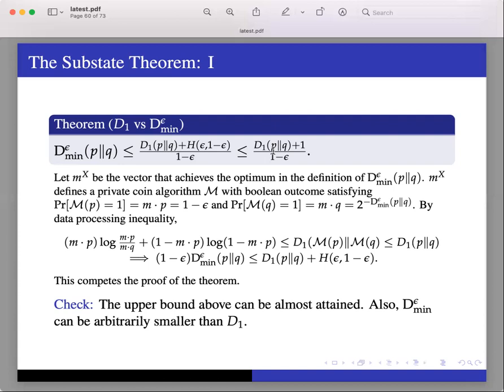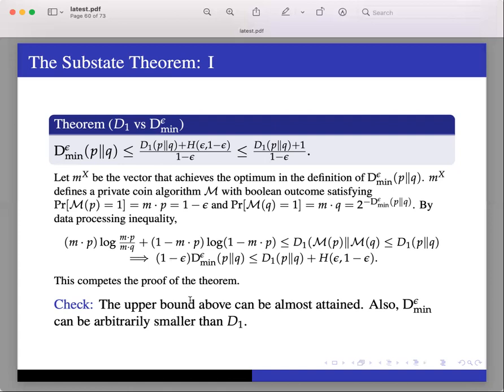So now, here's a check which you can do at home, but it's very instructive. Show that the upper bound here can be almost attained. Okay. So by that I mean that you can cook up probability distributions P and Q so that D epsilon min indeed looks like D1. Take a small epsilon. So this 1 minus epsilon is close to 1. That's not going to change things much. And similarly, H epsilon is close to 0. That's also not going to change life much. So the main thing here is D1. So I'm saying that cook up probability distributions P and Q such that D epsilon min looks roughly like D1. So that's saying that the upper bound can be almost attained. Okay. So that's the first thing you should cook up.